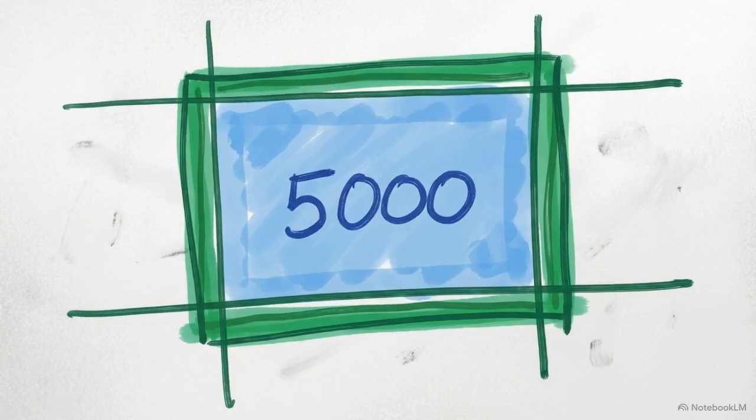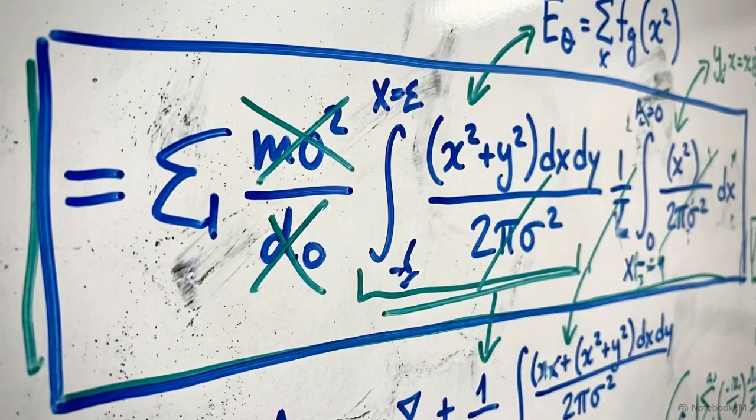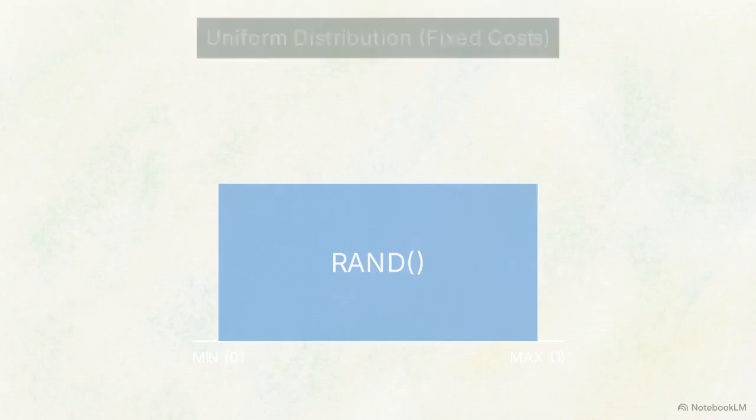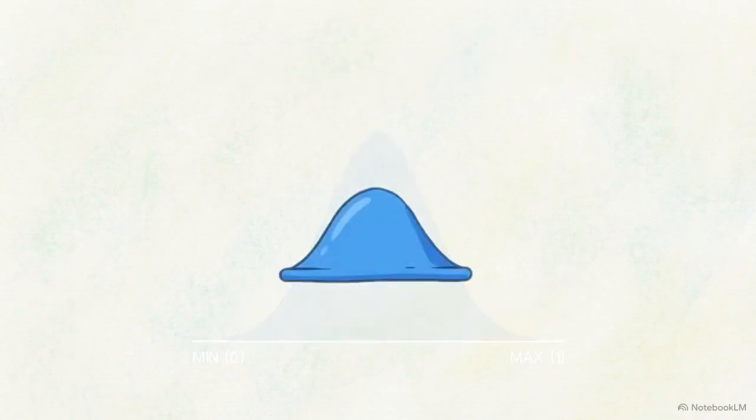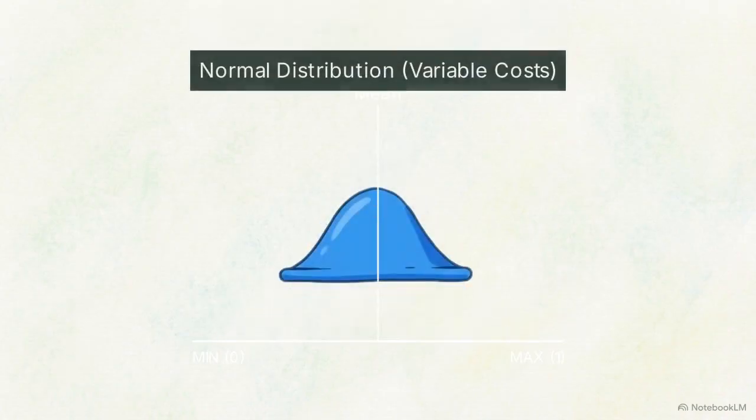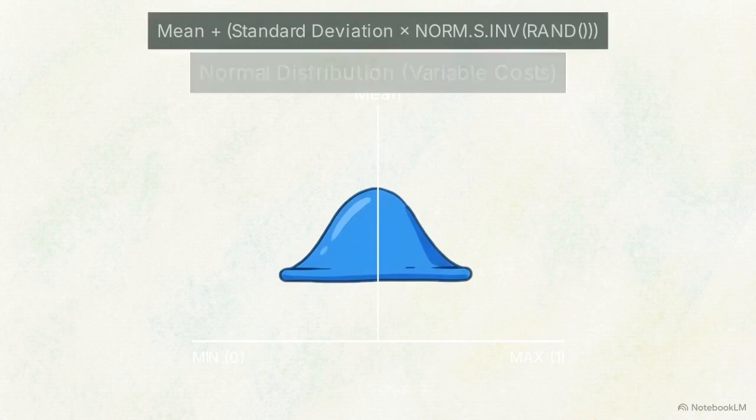Now we replace our static input numbers with randomized formulas. This allows the spreadsheet to simulate variance on its own. This graphic illustrates the RAND function. RAND generates a random decimal between 0 and 1, giving every value an equal chance of appearing. This creates a flat, uniform distribution, which is perfect for modeling variables with a fixed minimum and maximum, like fixed costs.